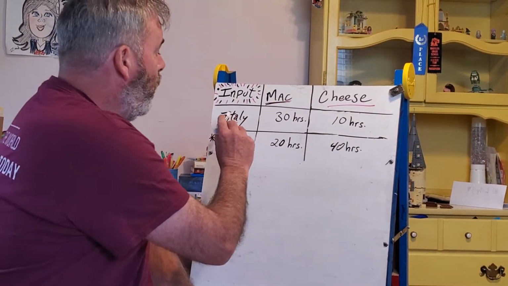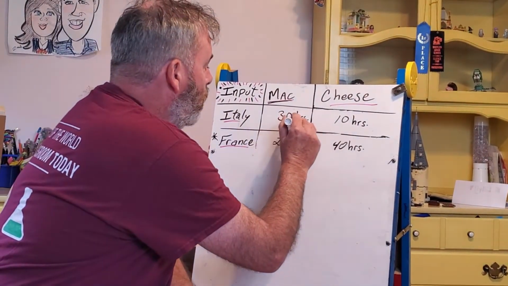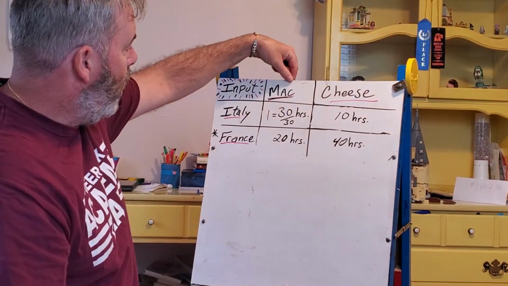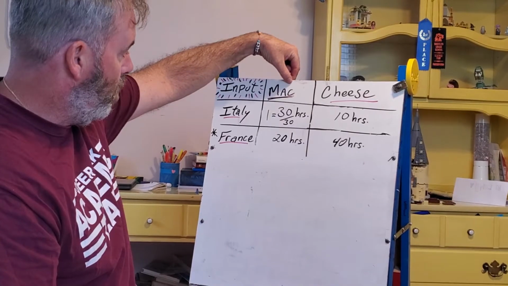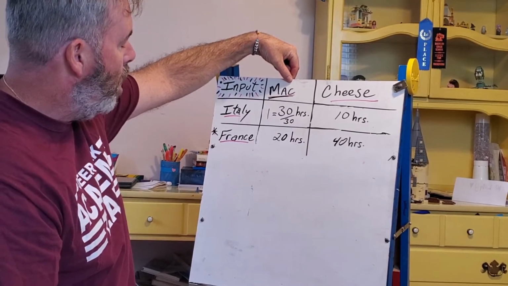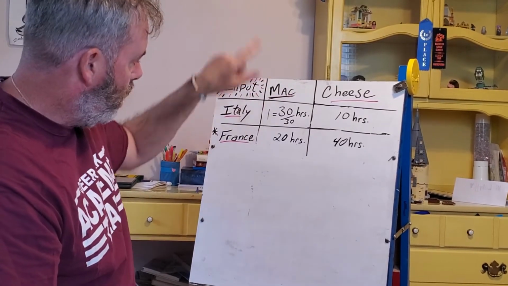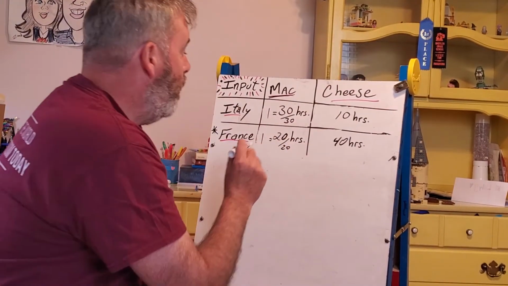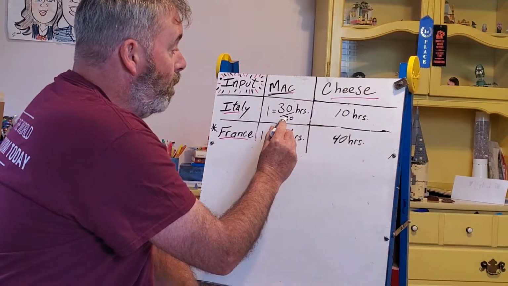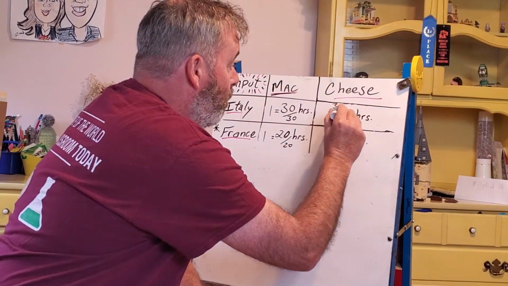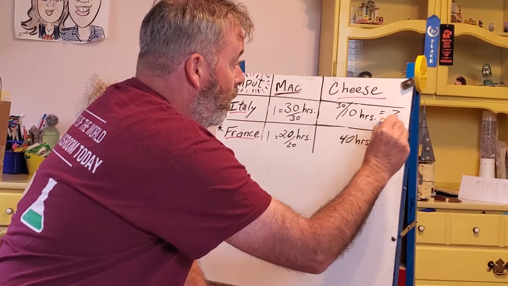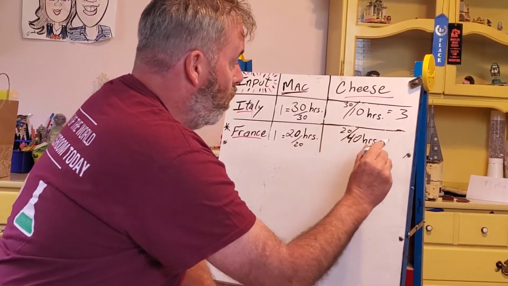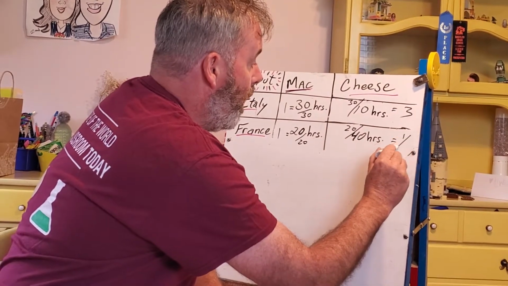So let's do it. Italy, Mac. So what we're going to do is we're going to equate. When we want to find out who has the comparative advantage in this good, for example, macaroni, we are going to make this column equal to 1. Now, you take this denominator and you make it the numerator. 30 over 10 equals 3. You take this denominator and make it the numerator. 20 over 40 equals 1/2.